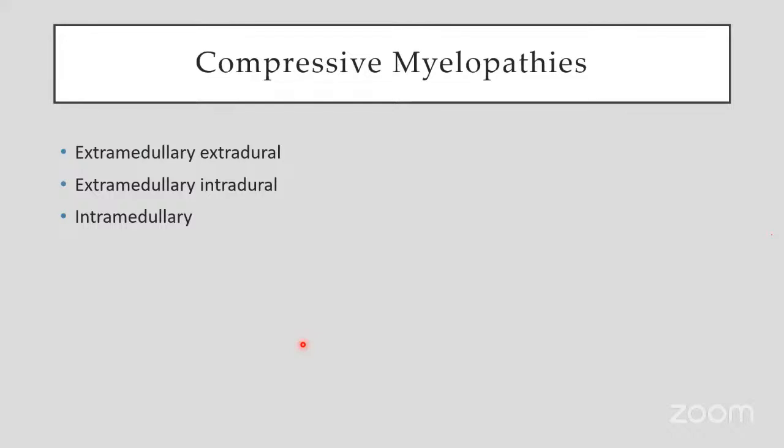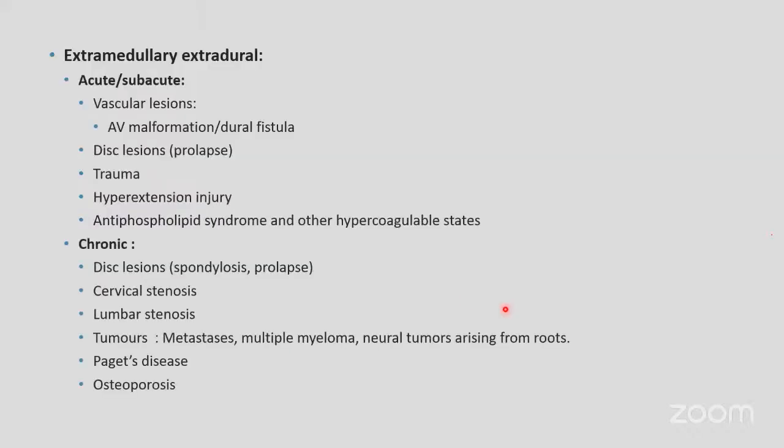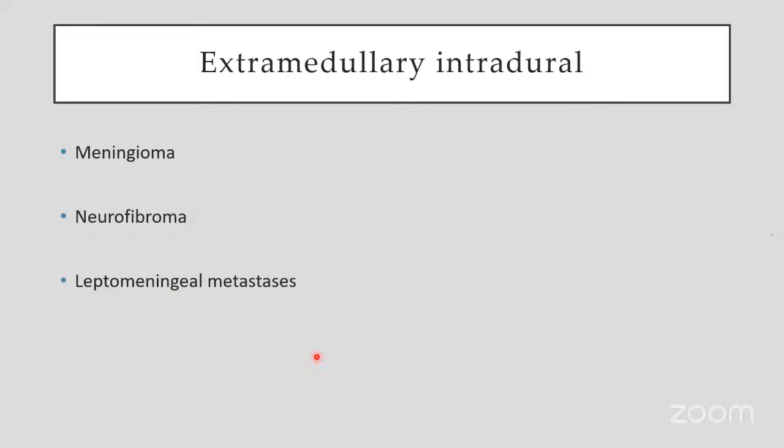I'll briefly cover compressive myelopathies: extradural, extramedullary intradural, and intramedullary. These are the various causes for the same. Acute causes are vascular, disc prolapse, trauma, hyperextension injury, and antiphospholipid syndrome and other hypercoagulable states. While chronic causes are disc lesions, cervical stenosis, lumbar stenosis, tumors, Paget's disease, and osteoporosis.